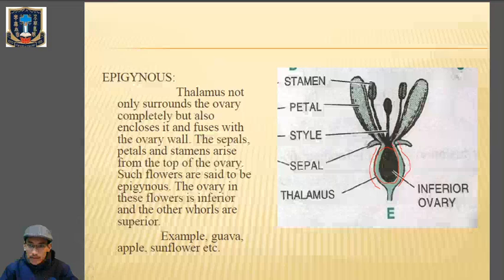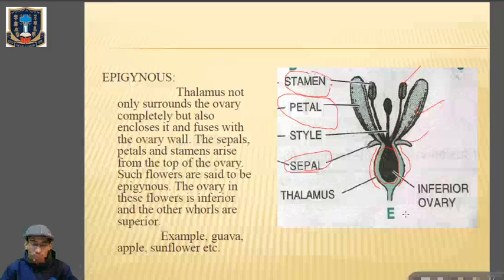Sepals, you can see over here, sepals, petals, stamens, they rise from the top of the ovary. So this one is the ovary, and from the top of the ovary we will find the origin of sepals, petals, and even the stamen, the male part of a flower. Such flowers are said to be epigynous flowers, and in this case the ovary is inferior. Examples: you can see the guava, apple, and the sunflower.